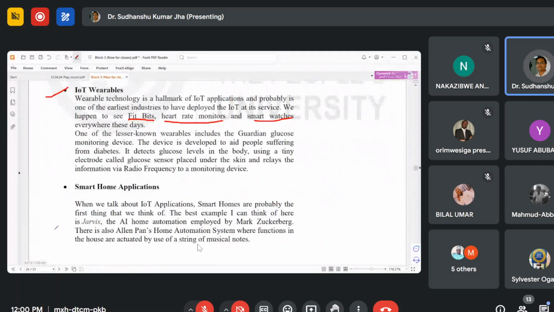Similarly, we have smart home applications. We have already seen there are a lot of examples of smart home applications, like your smart TV, your smart fridge, your smart washing machine, etc. Their functionality can be controlled through the internet.